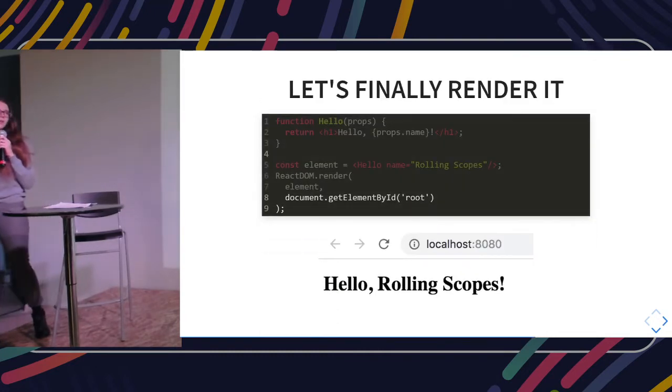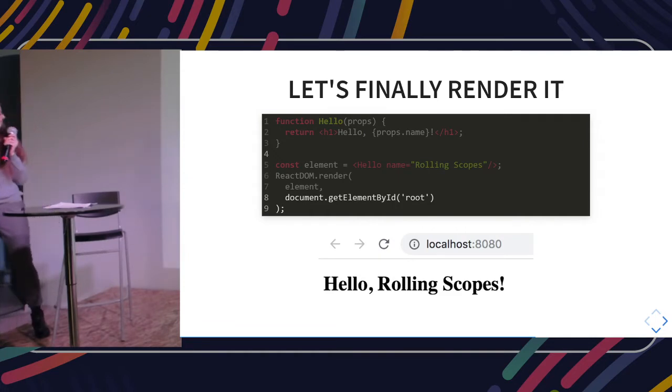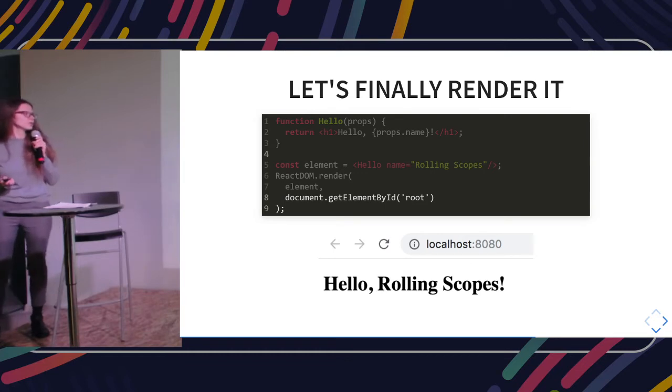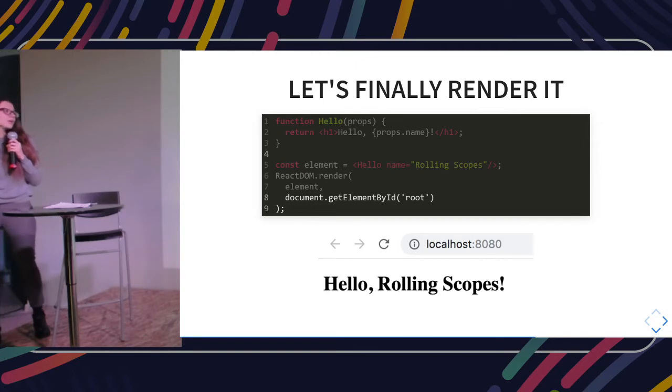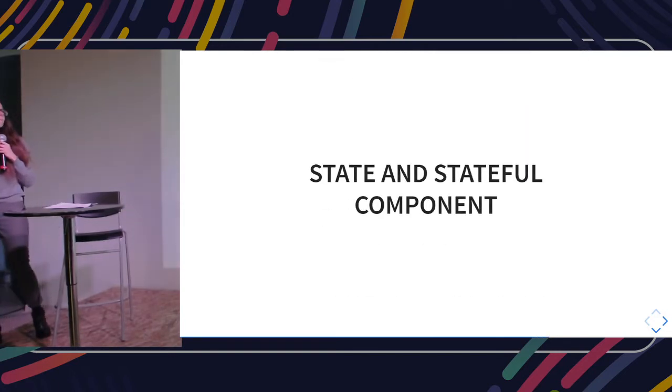Okay, let's finally render it. This is how we could render a component. It's pretty simple. We call ReactDOM render and pass as a first parameter our React element, and as a second parameter where we want to render it, so in root, in the div with root ID.